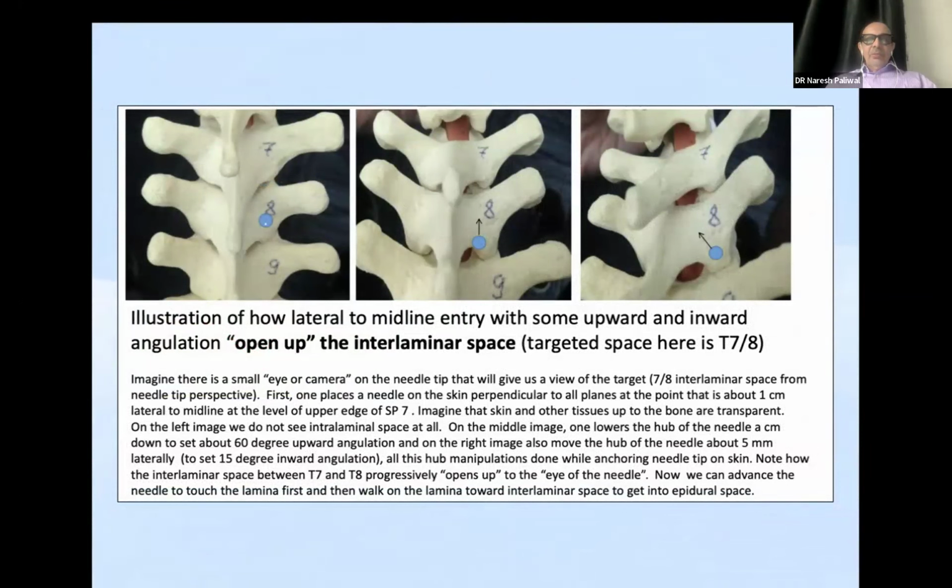When you go perpendicular to the upper margin of the spinous process, just 1 to 1.5 centimeters laterally, hit the mid lamina, and then turn the hub of the needle around a centimeter down to create an angle of 60 degrees, you can see in the middle image that the interlaminar space has slightly opened up. And when you turn the hub of the needle around 5 millimeters laterally in the third image to create a 15 degrees inward angulation, that has actually opened up the interlaminar space. This is just imaginary.